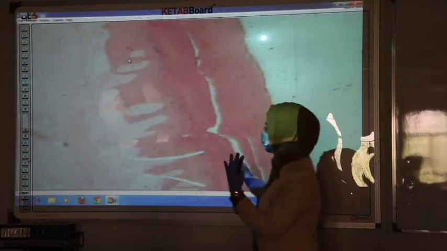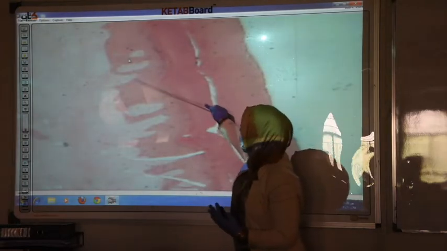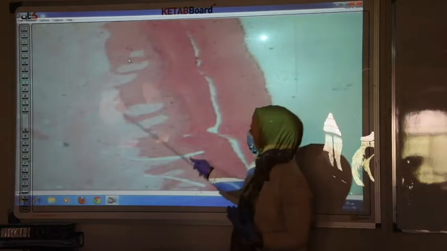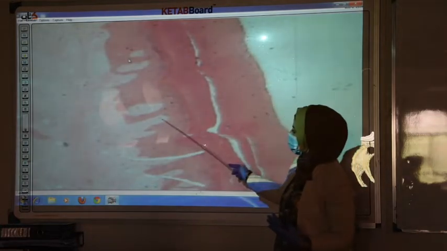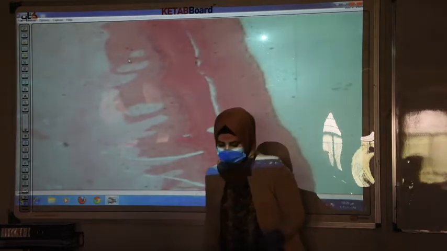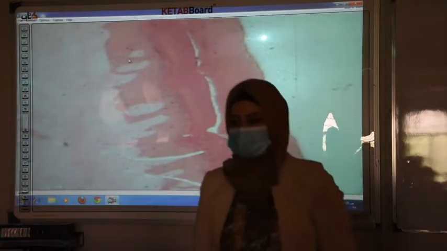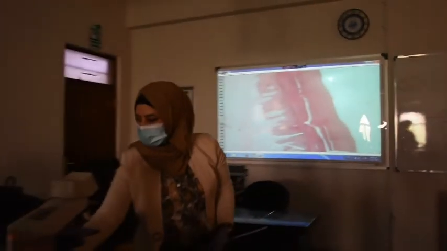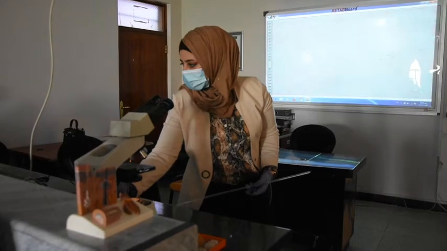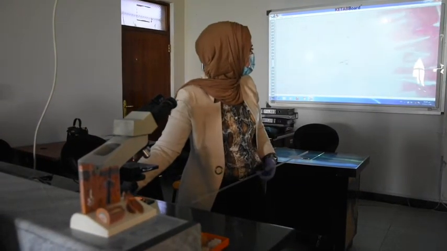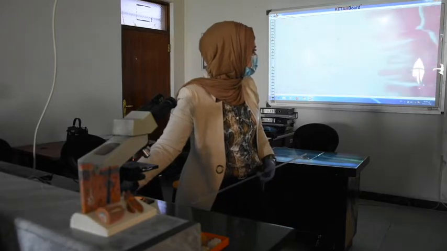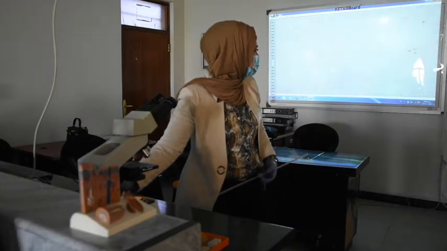The site of the interference between dermis and epidermis is called the dermal and epidermal papillae. Okay. And when I move this slide, we can see at the deep, all this is the dermis. Okay. The dermis.